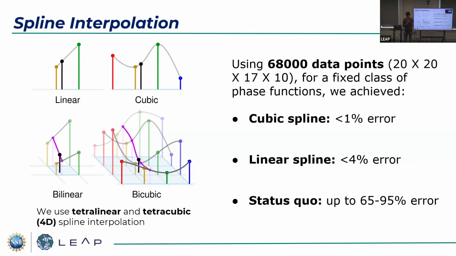So using 68,000 data points, it's 20 by 20 by 17 by 10. I will add that we don't have that many features. So 68,000 data points is actually not quite a lot of memory, in case you're wondering. I remember I computed it before, it amounts to something like just 5 megabytes. But in any case, if you do that, your cubic spline has less than 1% error, linear spline less than 4%, and of course, if you want to compare to the status quo, we are talking about huge error, basically.